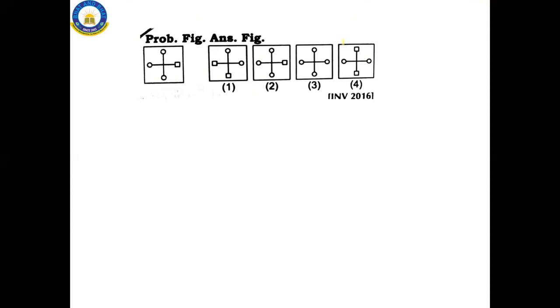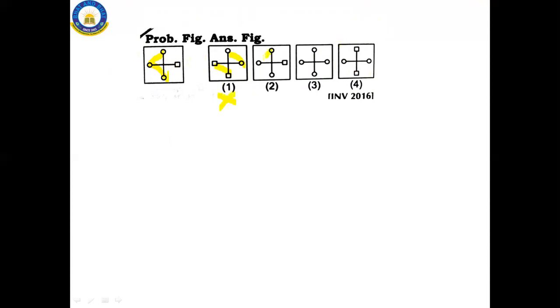Next we'll move on. Next we have to look at the problem figure, which consists of 3 circles and then 1 square. Can you see 3 circles and then 1 square? We'll go with the first option. Yes, the first option consists of 2 circles and 2 squares. So option 1 is not a correct answer.